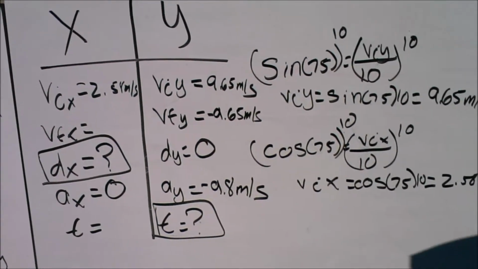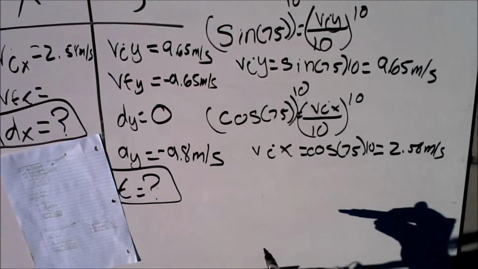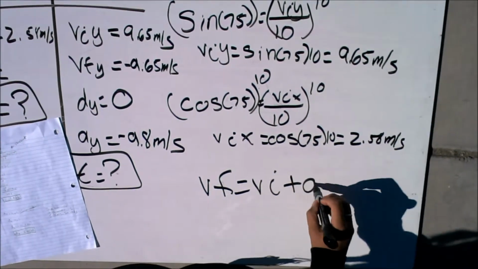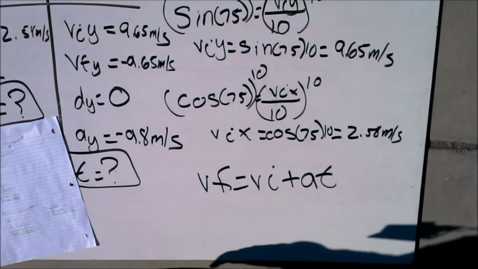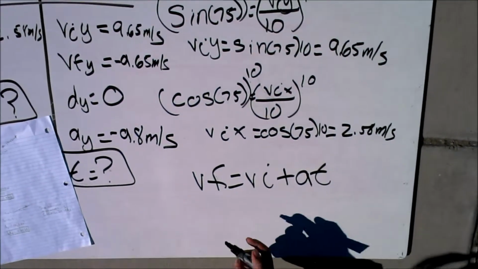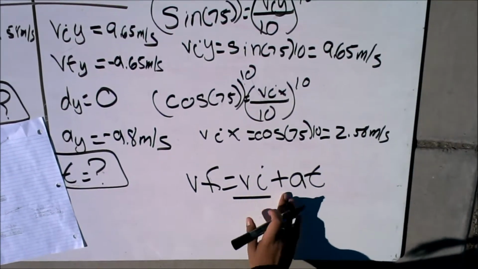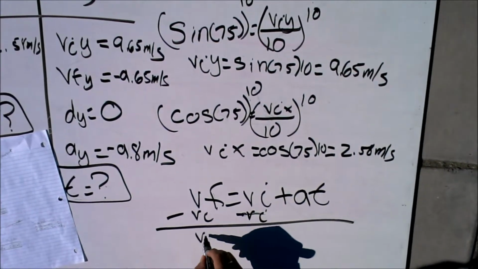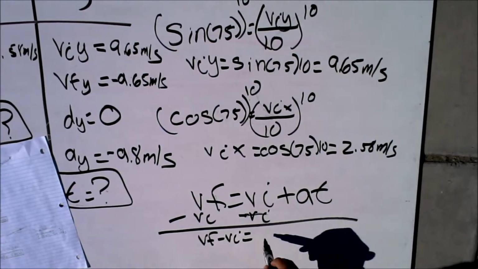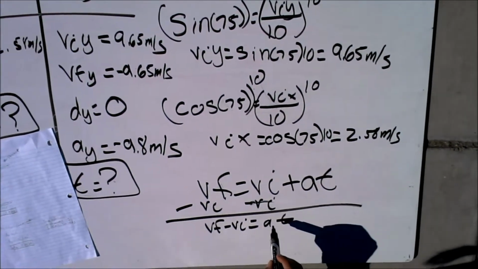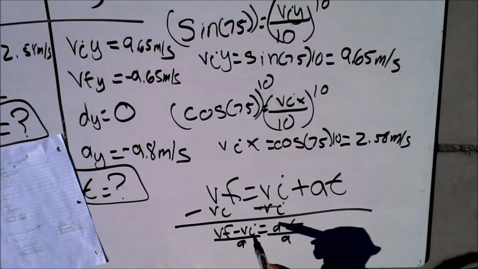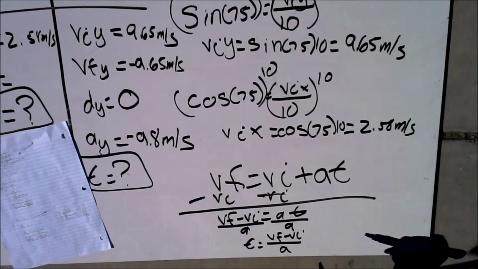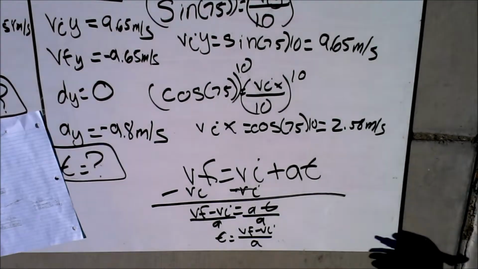The equation that I'm going to use is v final is equal to v initial plus acceleration times time. So to solve for time, I subtract v initial to get vf minus v initial is equal to a times t. So I divide by a, and I get that time is equal to vf minus vi divided by acceleration. So I just plug in my information.